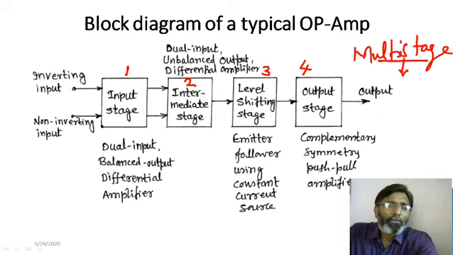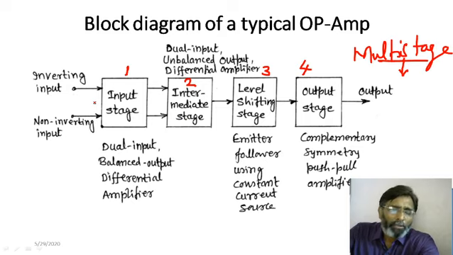So what is the job of the input stage? To provide the facility to give the input. In the op-amp, this input stage is a dual input balanced output differential amplifier, which we have just seen. As its name indicates, it has 2 inputs. This is input 1 and this is input 2. Input 1 is known as the inverting input, and input 2 is known as the non-inverting input. So these are the 2 inputs.